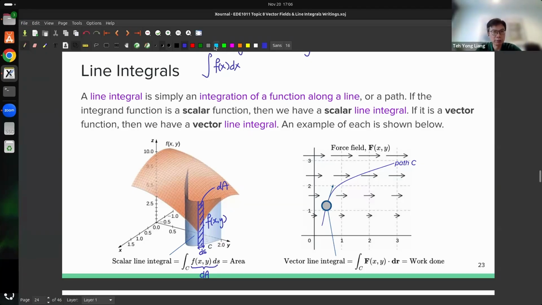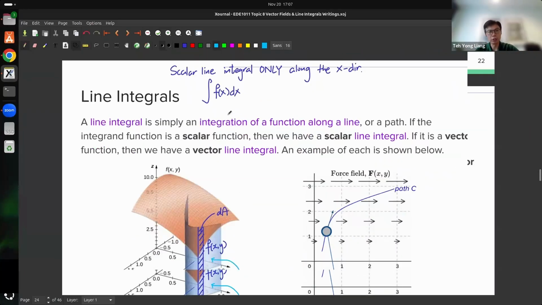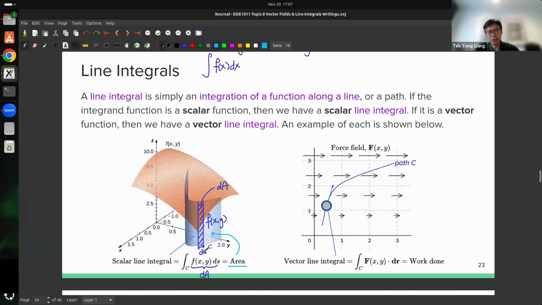So therefore this is the total area of this surface. So this is a scalar line integral. I believe it's not too difficult to understand because it just extends from our single variable integration. Of course there are some technicalities or details within this scalar line integral, so I'm not going to focus on this. Just to introduce you, and then later on you can go through the examples yourself. But not tested.